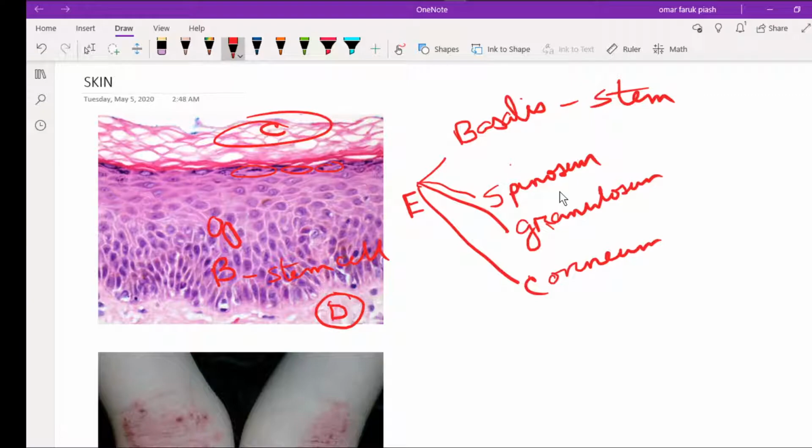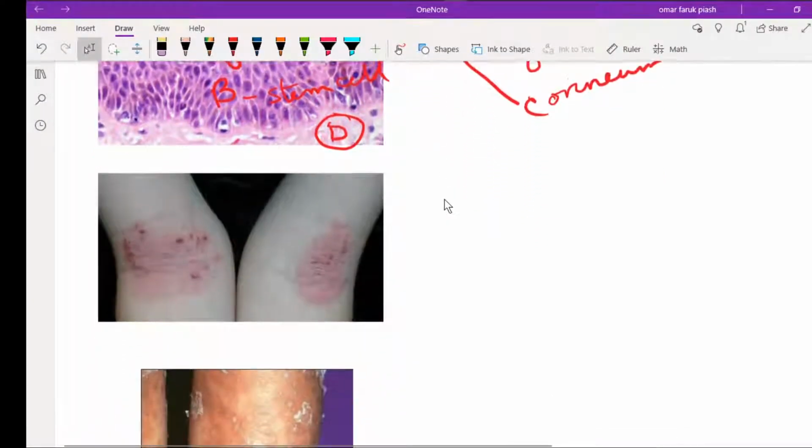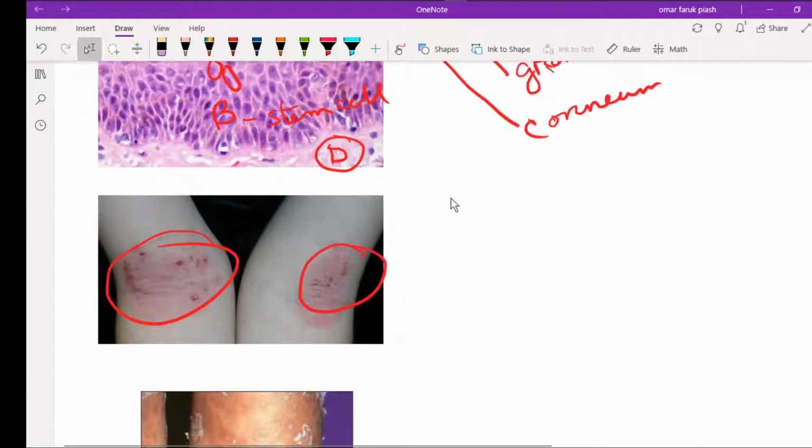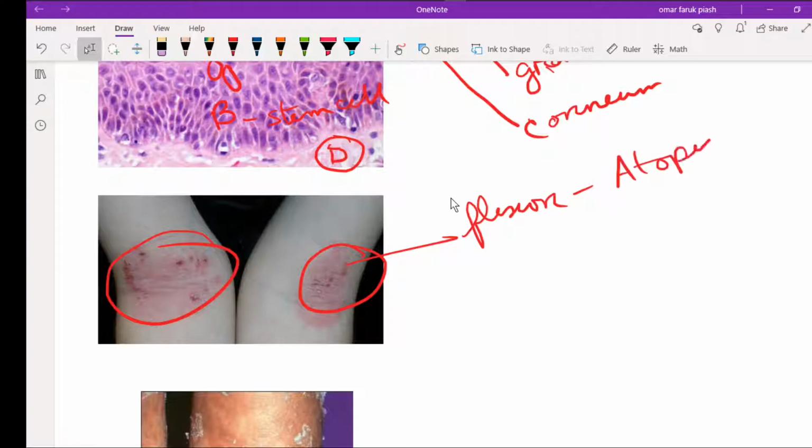Okay, first, this is the picture of atopic dermatitis. Atopic dermatitis is a pruritic erythematous oozing rash with vesicles and edema. Usually this is on the flexor surface. This is the flexor area. Flexor surface is atopic dermatitis or eczema. Atopic dermatitis.